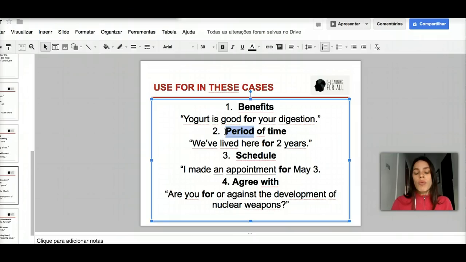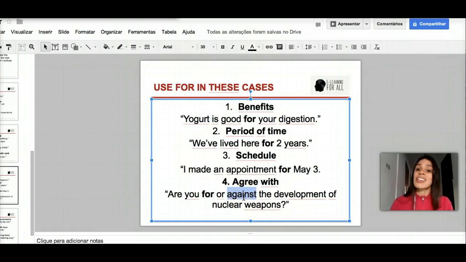Agree with, when you agree with something, you're going to use the preposition for, like in this example. Are you for or against the development of nuclear weapons? Are you for? It means, do you agree? Okay, when I say, are you for? It's an expression. Do you agree with the development of nuclear weapons, or do you disagree?